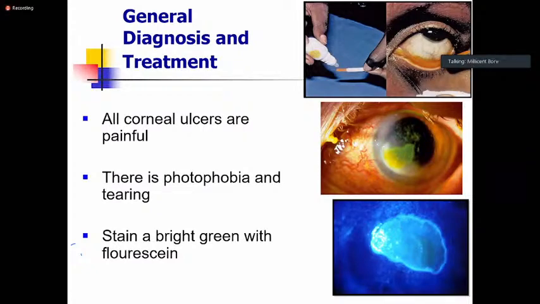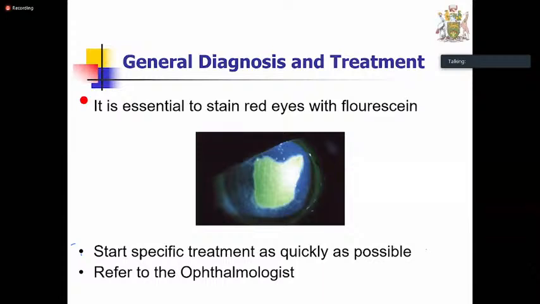So if you're in a setup where you're able to get access to fluorescein staining and a patient comes in complaining of painful red eyes, always stain the eyes and check what is there. So like I said, it's essential to stain red eyes with fluorescein and start specific treatment as quickly as possible and refer the patient to an ophthalmologist.